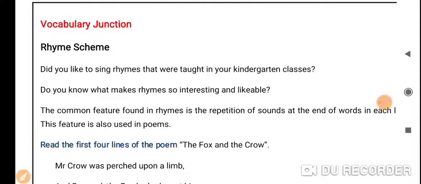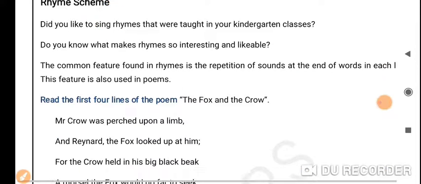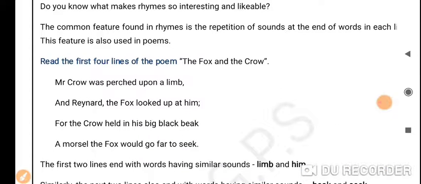So before we learn about it, do you like to sing rhymes when they were taught to us in the kindergarten classes? I hope you do. So what makes these rhymes so interesting and likable? The most common feature found in rhymes is the repetition of sounds at the end of words in each line. This feature is also used in poems. What do we mean by that?